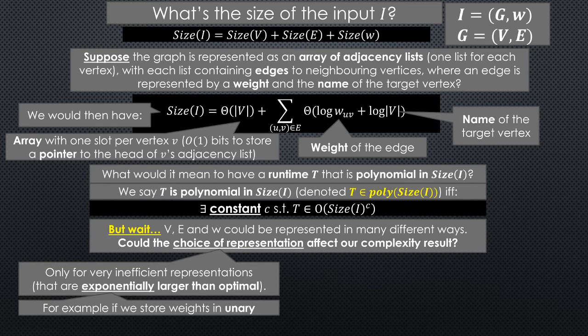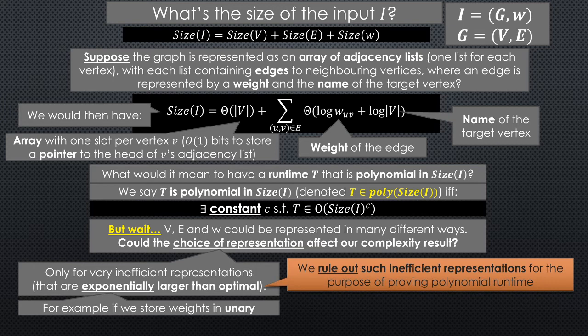If I want to write down 100 in unary, I have to write down 100 actual ones, right? If I want to write down a million, I need a million bits. So if we store weights in unary, that's exponentially more inefficient than storing weights in binary. That can end up changing your runtime complexities and making algorithms that are actually exponential time look like they're polynomial time, because they're polynomial in this gigantic exponential input. Okay? We're going to rule out such inefficient representations.